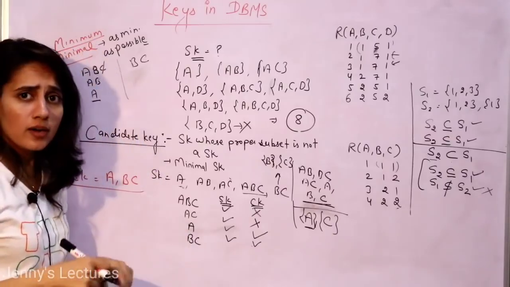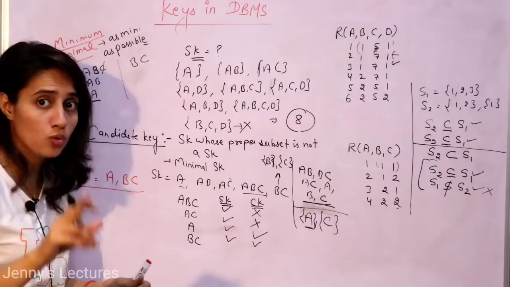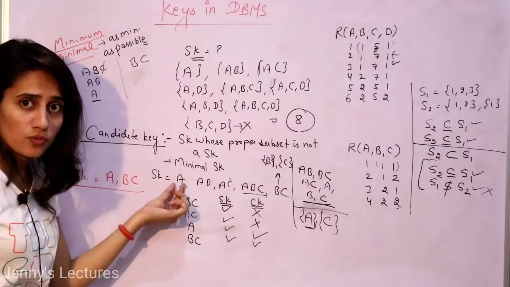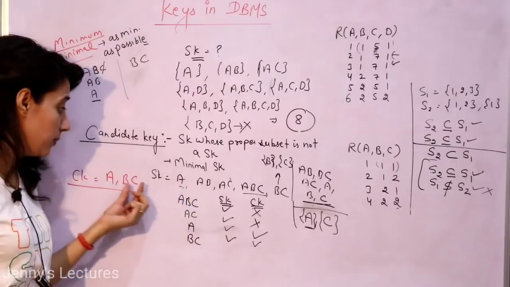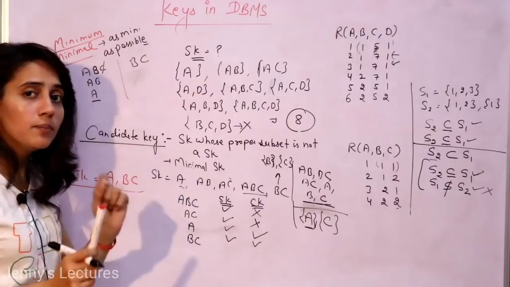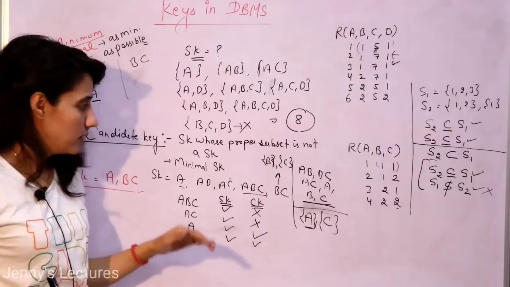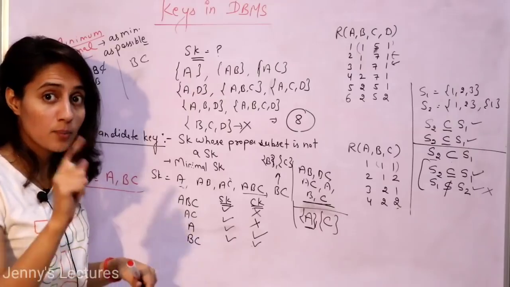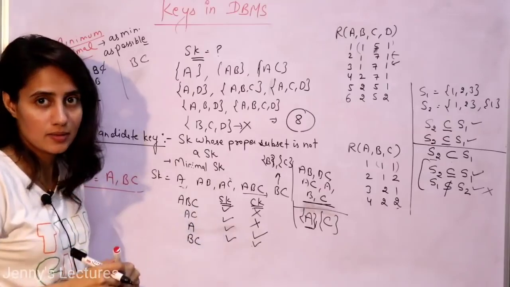Minimum does not mean that the super key having the minimum number of attributes is the candidate key. No, that is not always true, right? Because here A has the minimum number of attributes, but BC is also a candidate key. Although A is a candidate key, BC is also a candidate key. So we cannot say minimum super key. Here you should say minimal super key. You can say a candidate key is a minimal super key. Now, can we say every candidate key is a super key? Yes, but every super key need not be a candidate key, right?